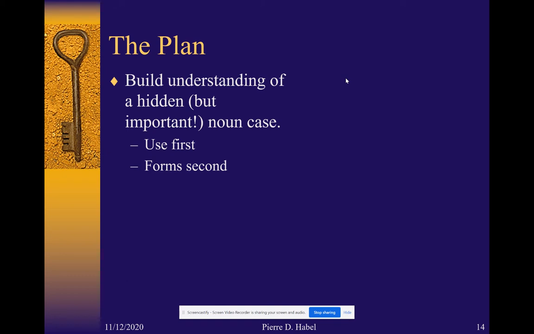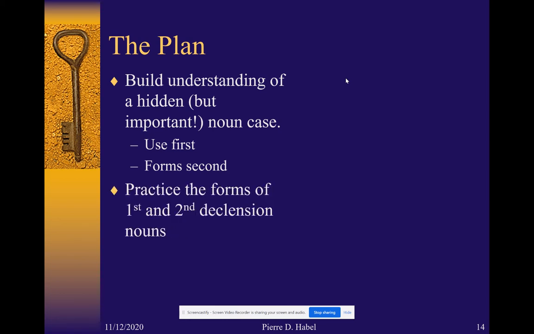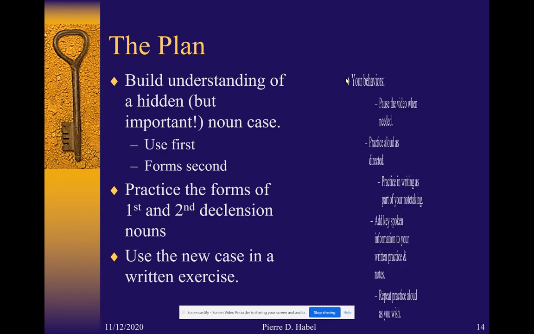As I said, we're going to start with the use of the vocative first, with forms second. We're going to, as we work, practice the forms of the vocative for first and second declension nouns. As needed, you guys can build in practice opportunities with all the cases, nominative all the way through ablative, which are the ones we know already. And then we'll be tacking the vocative case onto the bottom of that list. We're going to use the new case in a written exercise.